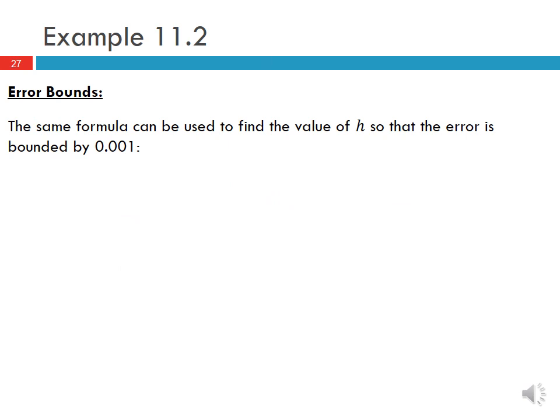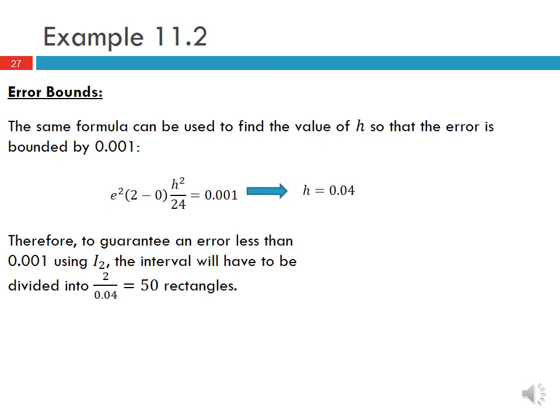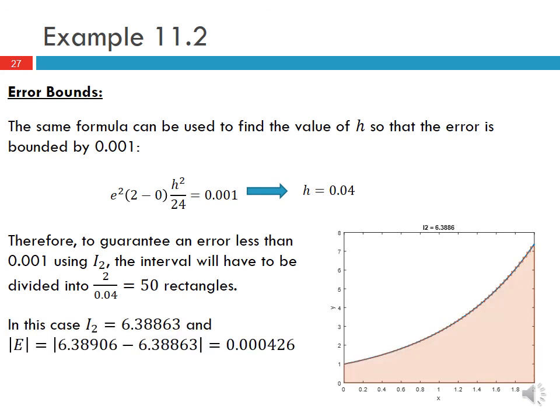We can use the same formula to find the value of h so that the error is less than 0.001. This was the expression for the error for I2, so we can use this and solve for h. In this case, h has to be 0.04. So to guarantee that the error is less than 0.001 using I2, the interval will have to be divided into 50 rectangles. And this shows the implementation of that, which results in an error of 0.000426.